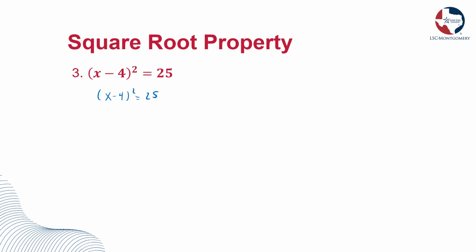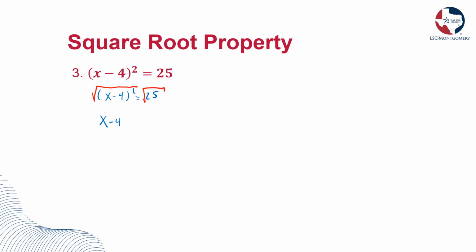And then again, apply the square root property. So we apply a square root on both sides of our equation. Using the rule for exponents, on the left side, x minus 4 quantity squared is being raised to the 1/2 power essentially, which then will become just the power of 1. So we have just x minus 4 on the left side.